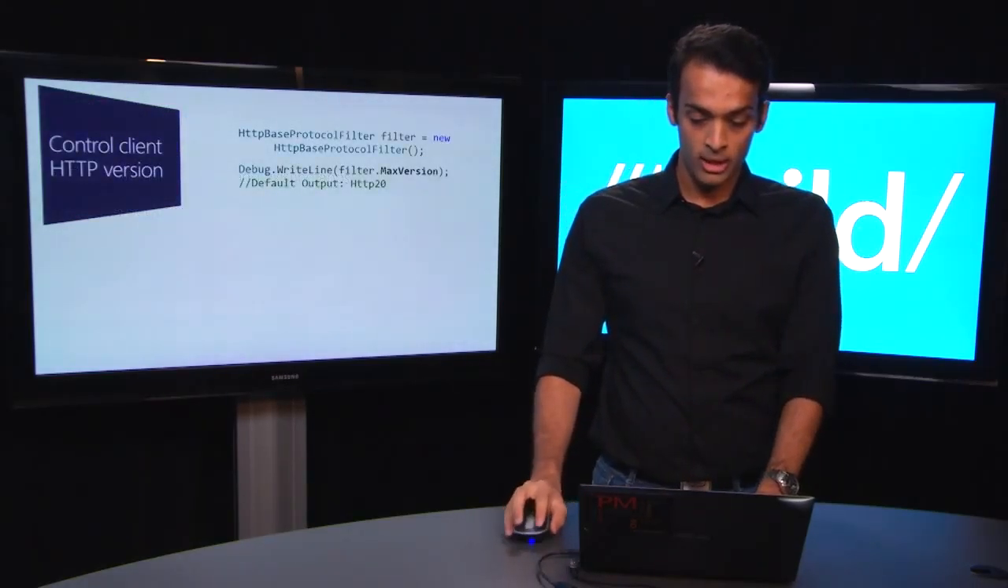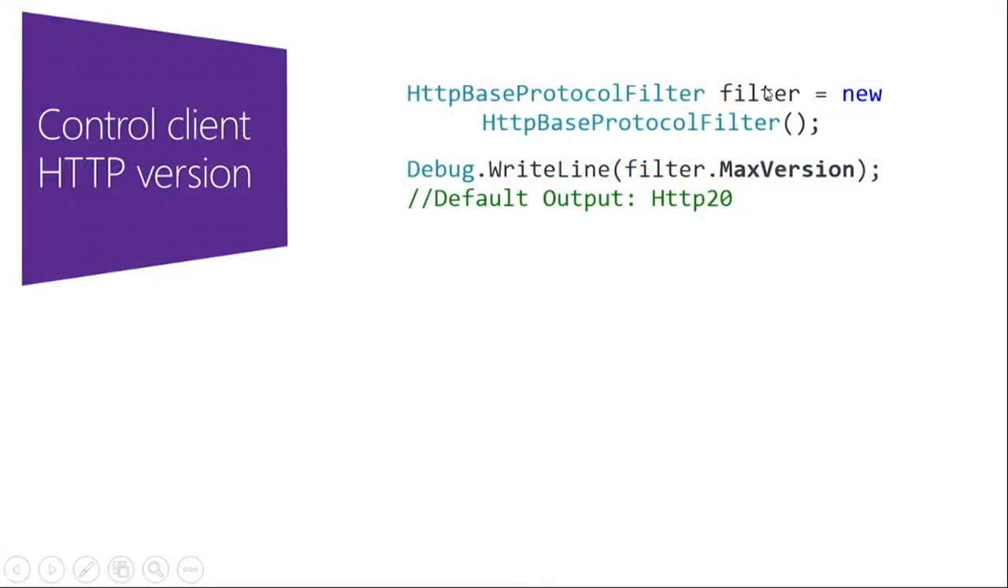So let's quickly look at a code sample. As I mentioned before, there is the HTTP based protocol filter that essentially powers all of your HTTP communication. After you create that filter, there is a property called max version on that filter. And again, as I mentioned, the default value in Windows 10 is HTTP 2.0, but you can go ahead and set it to whatever value you like.